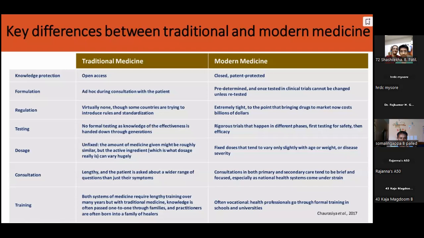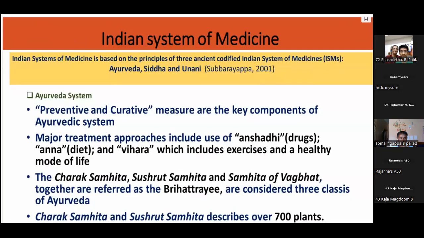Even with reference to training, both the systems of medicine require lengthy training over many years, but with traditional medicine, knowledge is often passed one-to-one through families and practitioners, and often they are born into a family of healers. Whereas with reference to modern medicine, health professionals go through the formal training in schools as well as in the universities.